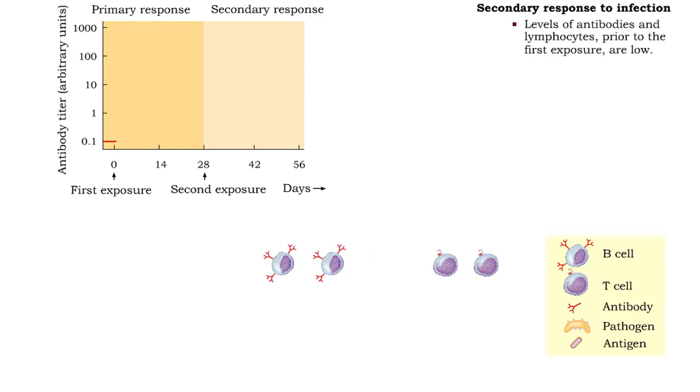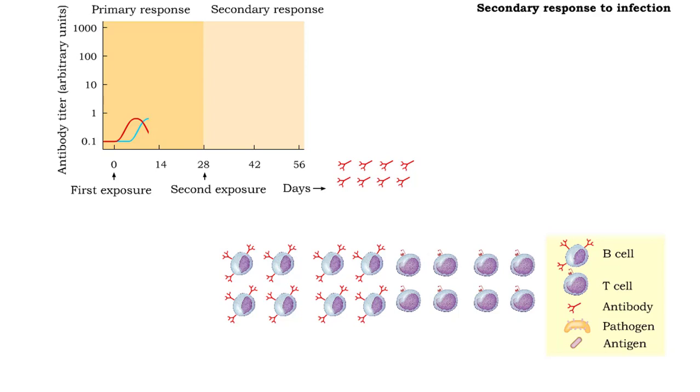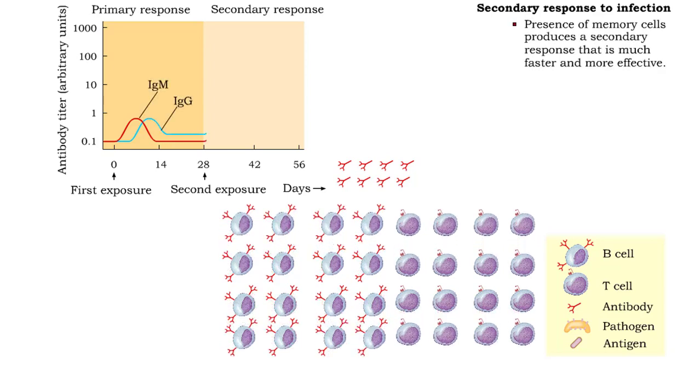Prior to the first exposure to an antigen, levels of antibodies and lymphocytes are low. While immune cells fight the first exposure, long-lasting antibodies and long-lived lymphocytes, known as memory B and T cells, are produced. The high number of memory cells produces a faster and more effective response to subsequent exposures to the same antigen.